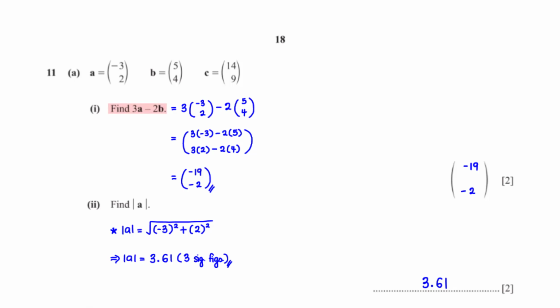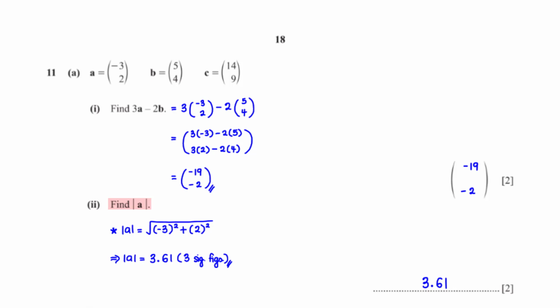Find 3a minus 2b. We've been given vector a as negative 3, 2 and vector b as 5, 4. So to get the top element of the resulting vector, we have 3 times negative 3 minus 2 times 5, which is equal to negative 19. And for the bottom element, we have 3 times 2 minus 2 times 4, which is equal to negative 2.